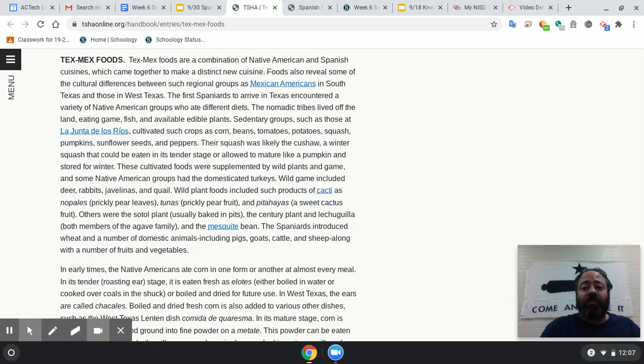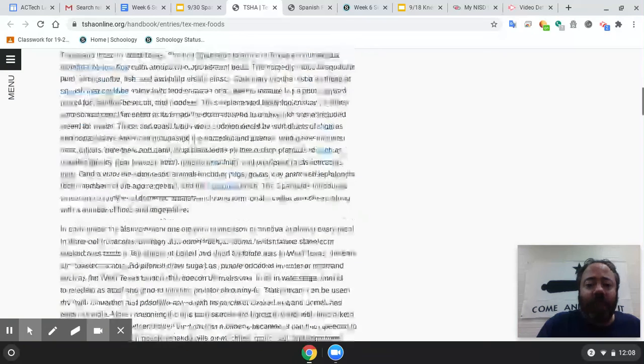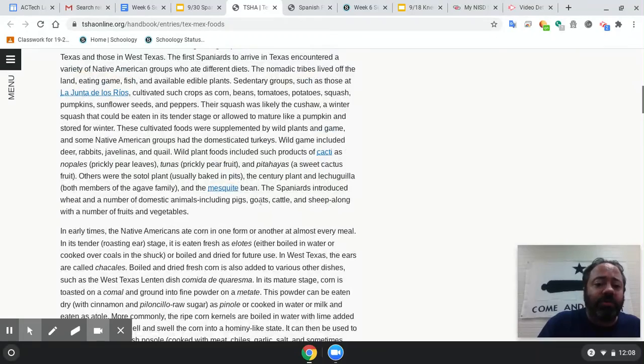So I just read that paragraph, and within that paragraph, the Spanish had a lot of influence, and the Native Americans. So for Spanish influence on Texas, I would say that the Spaniards domesticated animals. Here's a good one: the Spaniards introduced wheat. So I could take that quote, and that can be my proof. The Spaniards introduced wheat and a number of domestic animals, including pigs, goats, cattle, and sheep, along with a number of fruits and vegetables. I could use the specific ones and take those quotes. I could come down here.